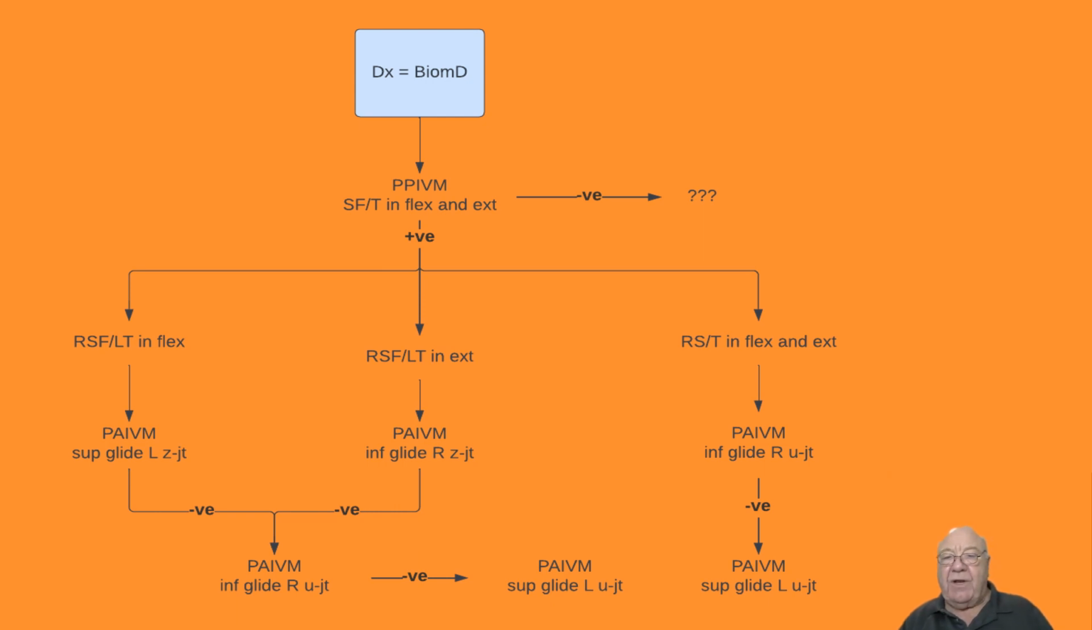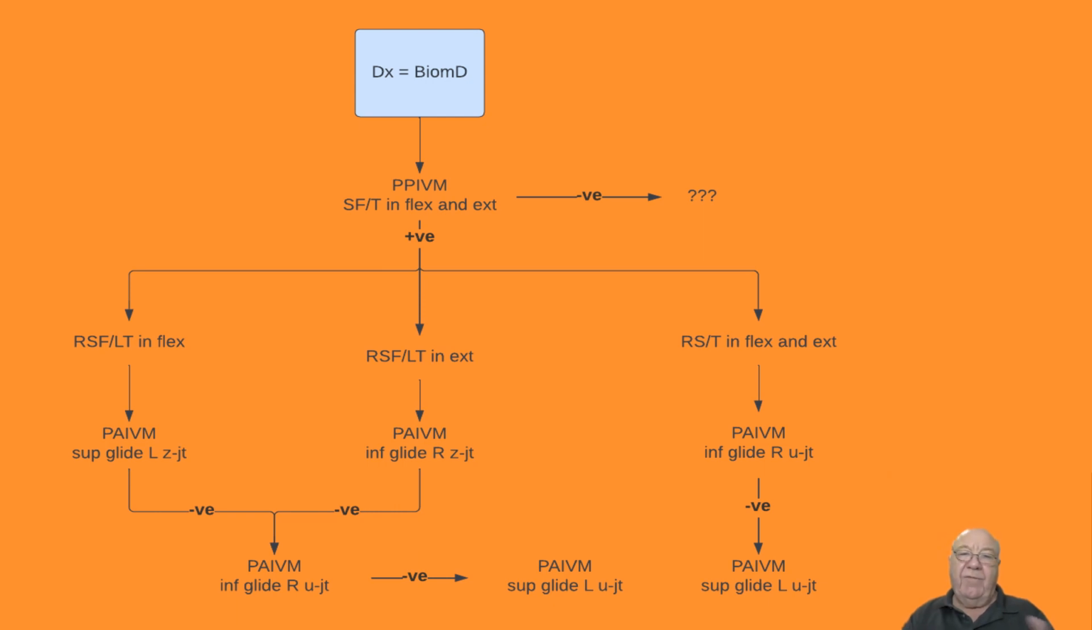If right side flexion translation is limited in flexion and extension, we move to the PAVM of the inferior glide of the right uncovertebral joint. Again, it's usually that one that seems to be in trouble more than the contralateral one to the side bending. And then if that's negative, we'll do the PAVM for the superior glide of the left uncovertebral joint. So this gives a sort of a framework or a system for making sure you're not missing anything with this.